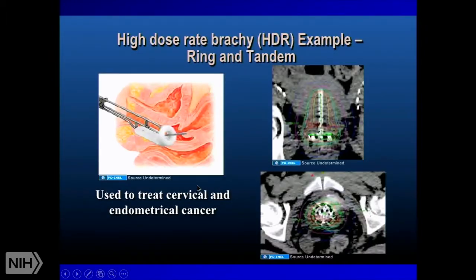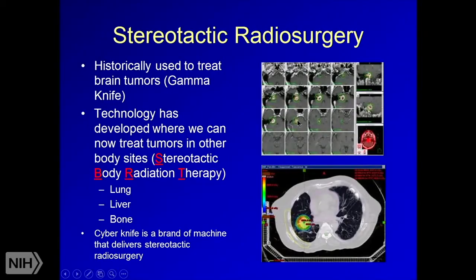This is an example of a cervical cancer, where this is what we call a tandem and ring apparatus. This straight piece here goes into the cervix and the uterus. This circular piece here sits inside the vagina but touching the outer portion of the cervix. And this is what it looks like on a CT scan. These different isodose lines represent different levels of radiation, but we get a very high dose of radiation to the tumor, the uterus, and the cervix, and minimal dose of radiation elsewhere.